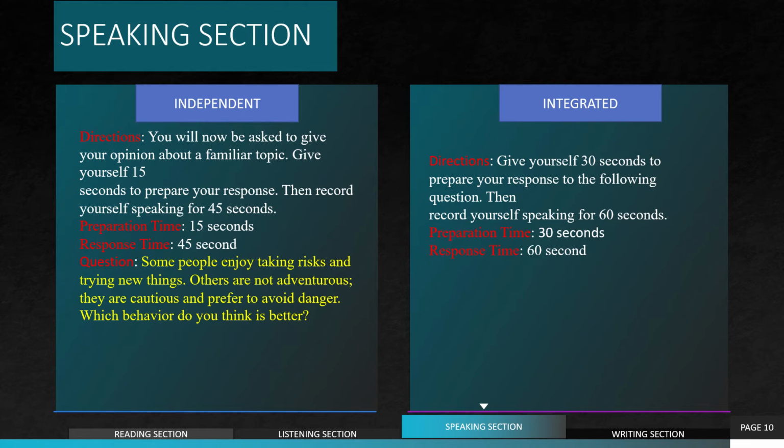So after reading this question, you will get 15 seconds to prepare your response, and you have to give your response in under 45 seconds. And the second, third and fourth questions are integrated questions. So the directions will be as follows: give yourself 30 seconds to prepare your response to the following question, then record yourself speaking for 60 seconds. Here you get 30 seconds to prepare a response, and after that you get 60 seconds to give your response.